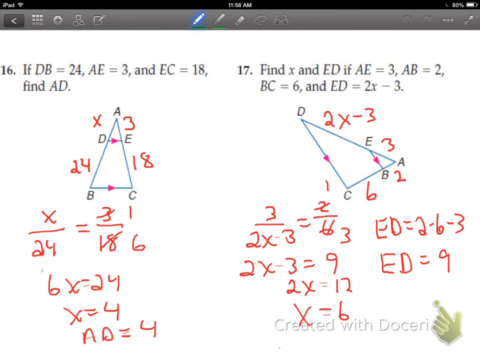Again, a perfect setup in number 17. We will say that 3 over 2x minus 3 equals 2 over 6. Again, cross multiply and solve, giving us x equals 6. The length of ED is then 9.